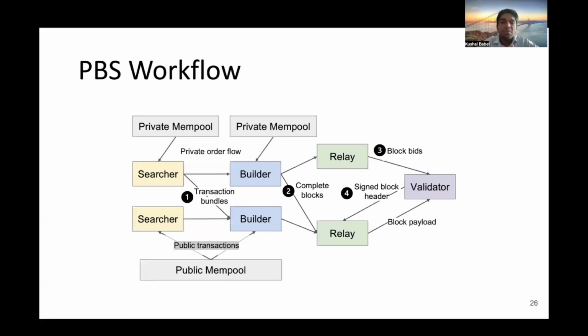So in some sense, the builders are trusting the relay not to reveal their block payload before there's a commitment from the validator, and the validator is trusting the relay that the underlying block is in fact valid, and they're just signing off on the header. Okay.